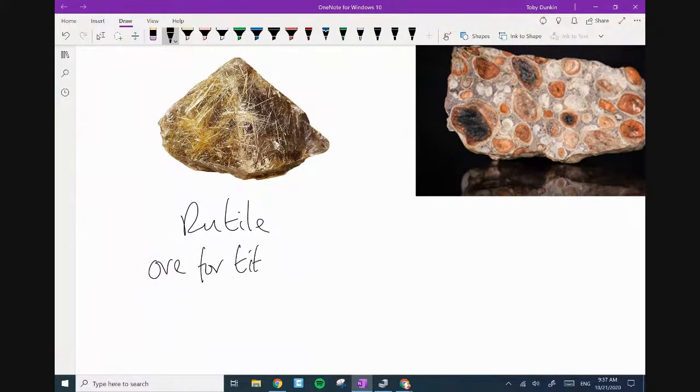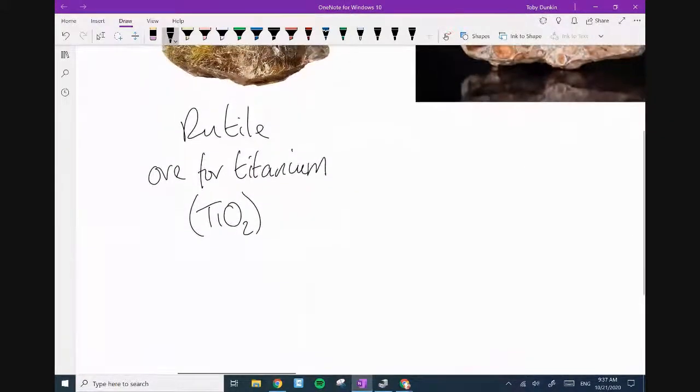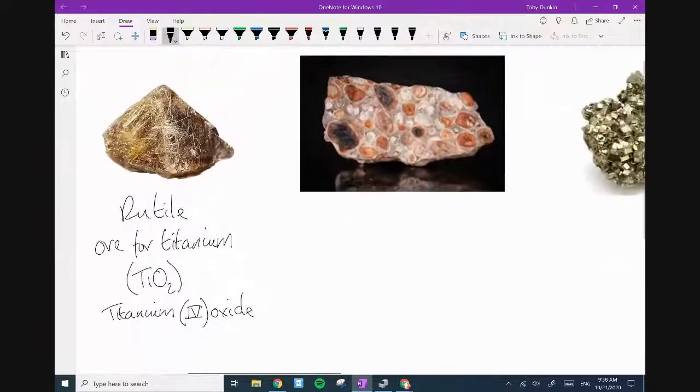Ore for titanium. Now the compound it contains is TiO2, which is titanium(IV) oxide. There we go. So that is the ore for titanium. Now, you actually don't need to know that one off by heart, but it's cool to know it, and it looks really, really cool, right? Let's look at the next one.